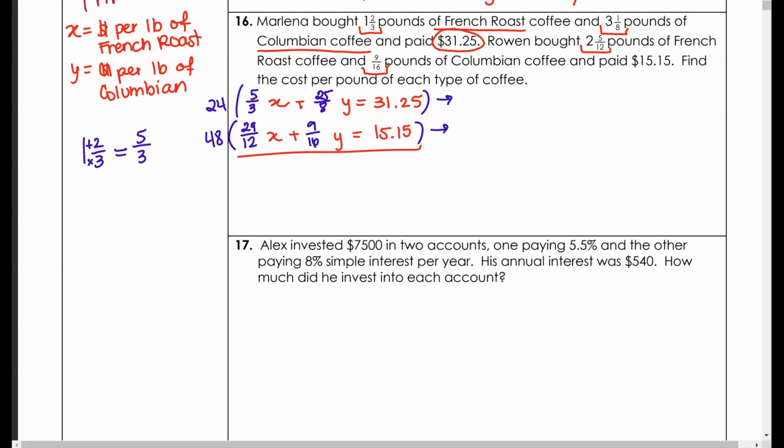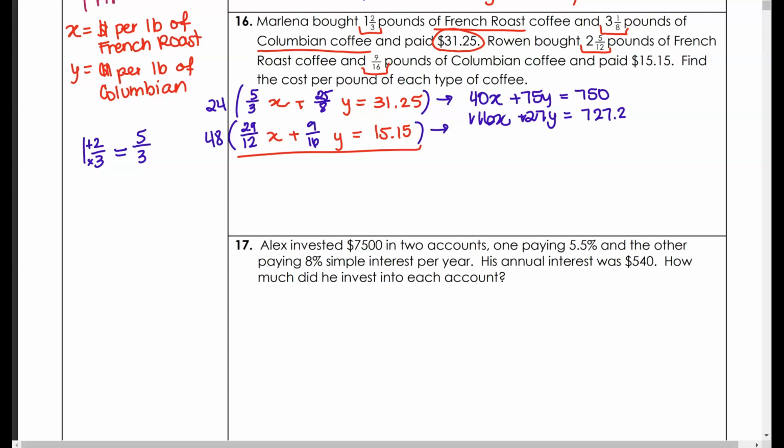So now let's multiply the top by 24 and the bottom by 48. In doing that, we'd end up with 40x plus 75y equals 750. In the denominator, we end up with 116x plus 27y equals 727.2.